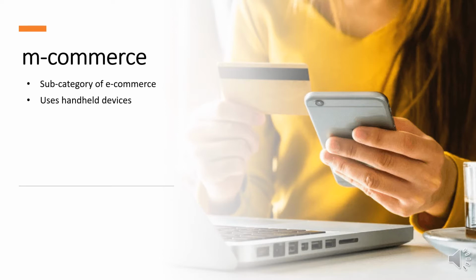M-commerce is basically just performing monetary transactions via the internet using your handheld devices. But the majority of the time, when people refer to m-commerce, they are referring to the buying and selling of goods and services via the internet using your smartphone or your tablet or your handheld devices.